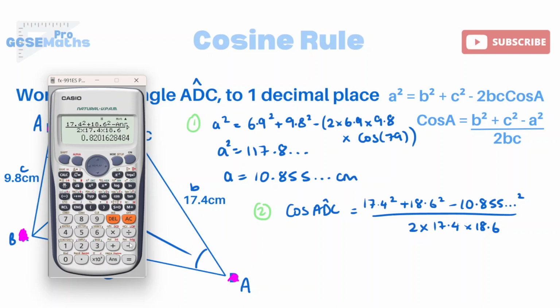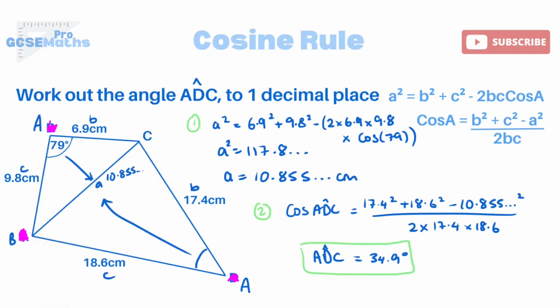Okay, again, I'm trying to find an angle, so I know I'm going to get an answer that's less than 1, 0 point something. I need to then remember to do cos inverse of my answer again. Use your answer button as much as you can. So the actual angle is 34.9 to 1 decimal place. And there's my answer. So I've just had to use cosine rule twice. Once I had to use it to find a side, once for an angle.